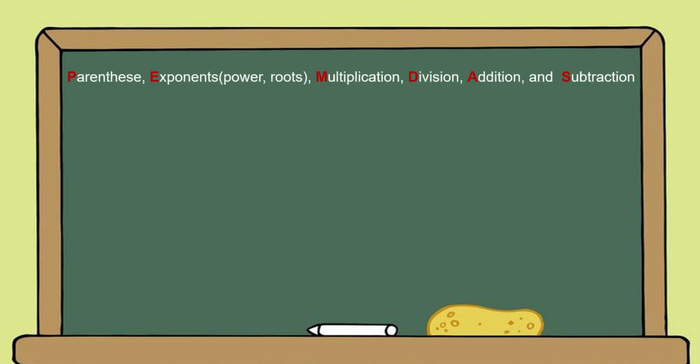So, what does PEMDAS mean? P for parentheses, E for exponents, powers, roots, M for multiplication, D for division, A for addition, S for subtraction. We always solve step by step, following this sequence.